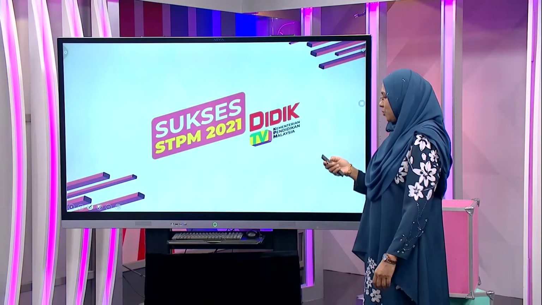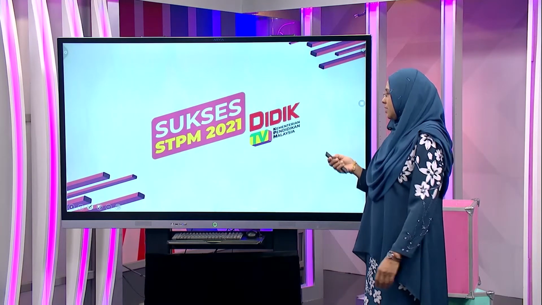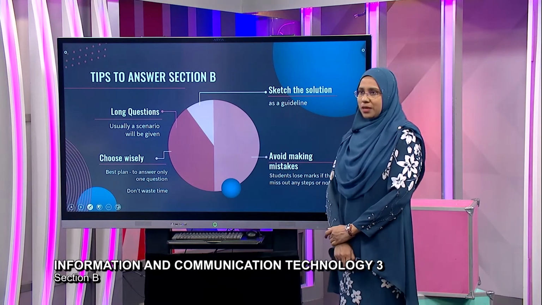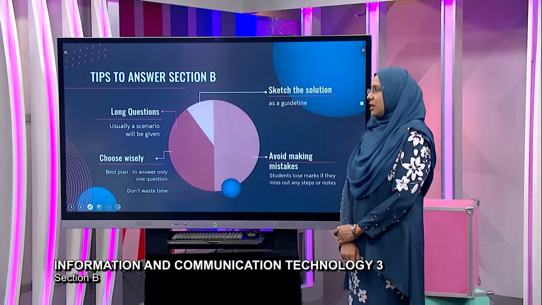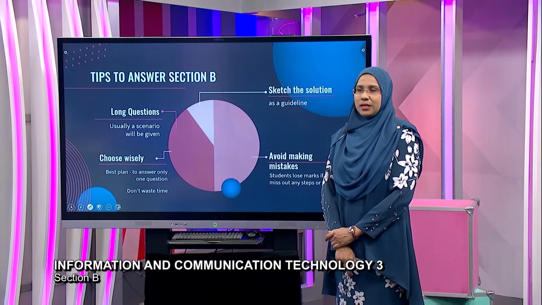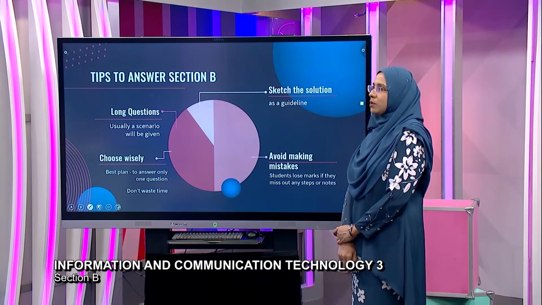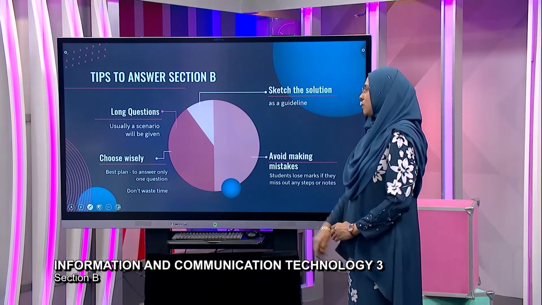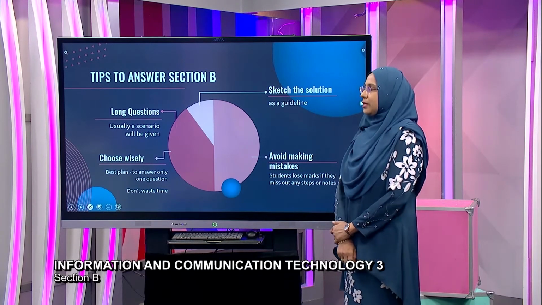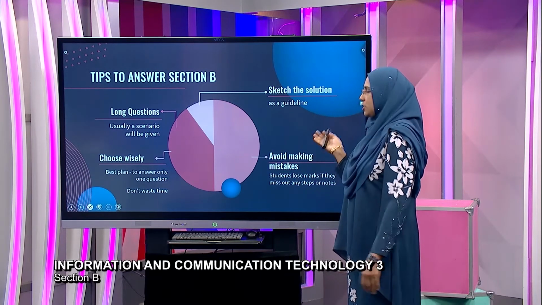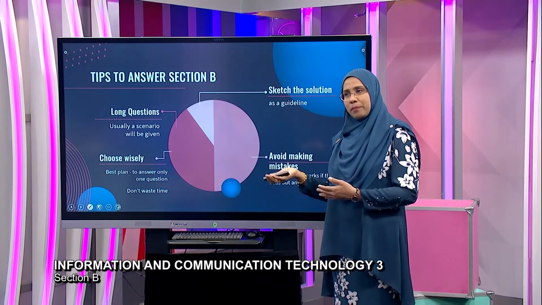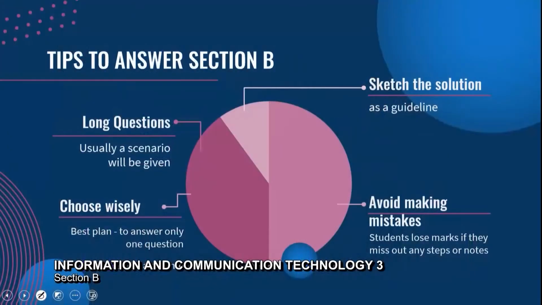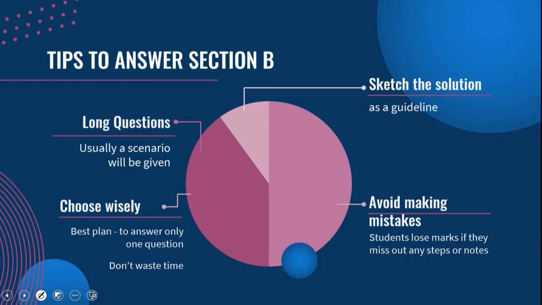Okay, now I will show you some tips and strategies in answering section B. For section B, the question will be a long question. Usually a scenario will be given because students will be tested on how to analyze, synthesize and apply. So when they give a scenario, please sketch on your paper the sample answers, and then choose wisely which one to answer, question number 6 or question number 7.